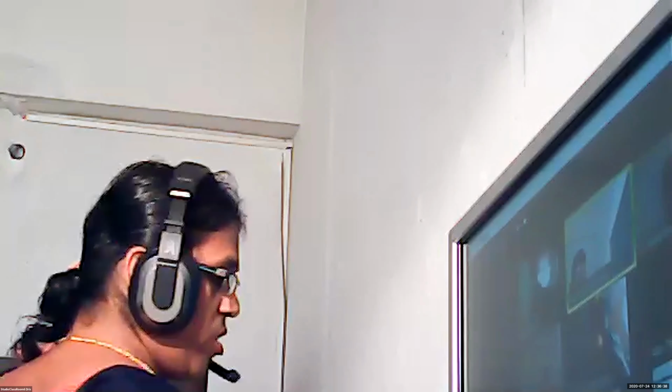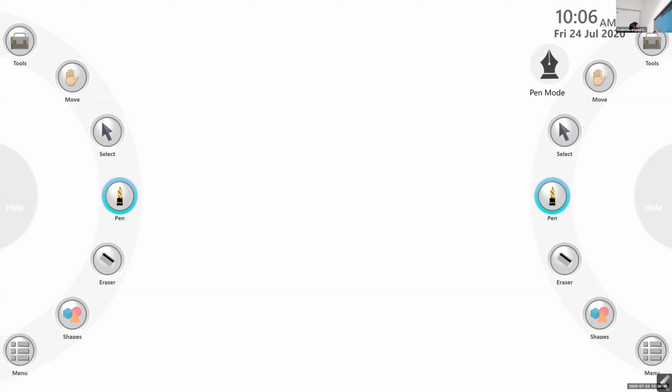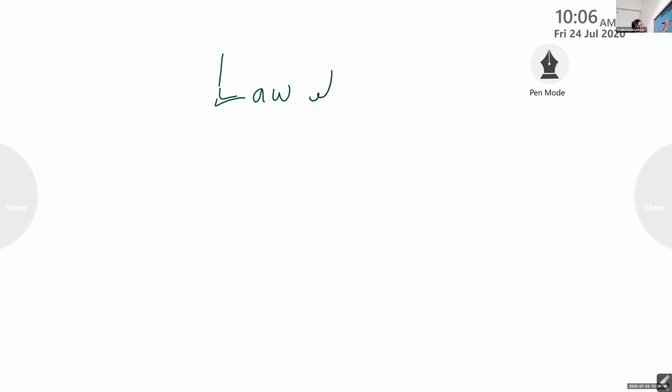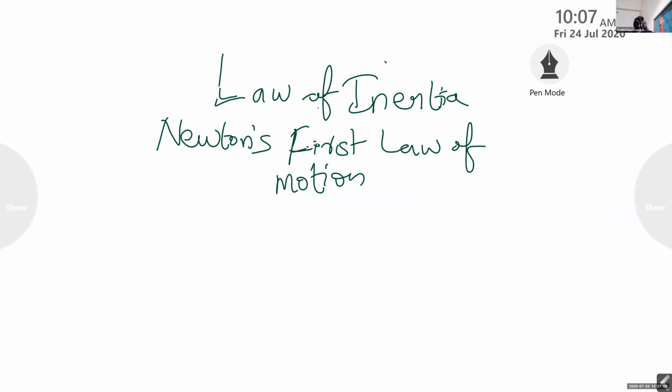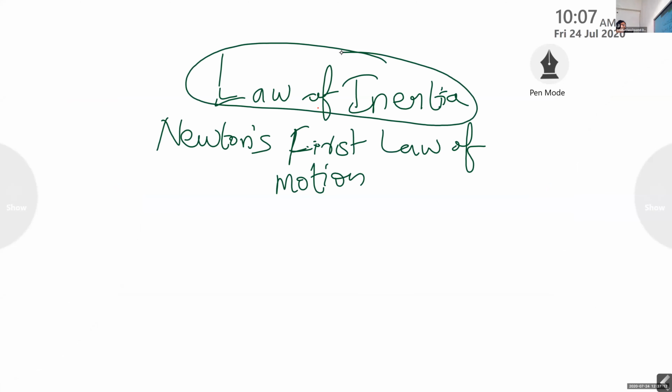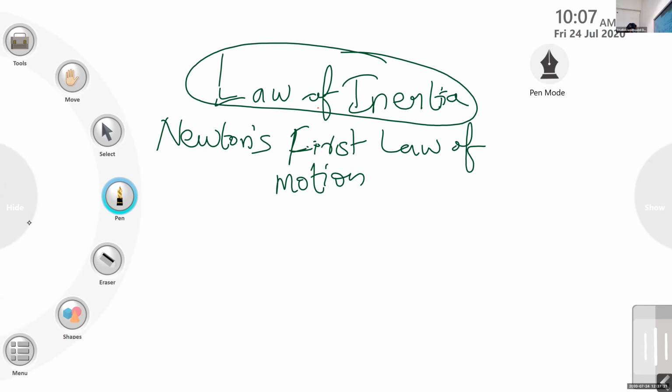First law of motion, and that law of motion is known as the law of inertia. So what is the first law of motion? This is known as Newton's first law of motion, or in another word we call it the law of inertia. Now what do you mean by the law of inertia?